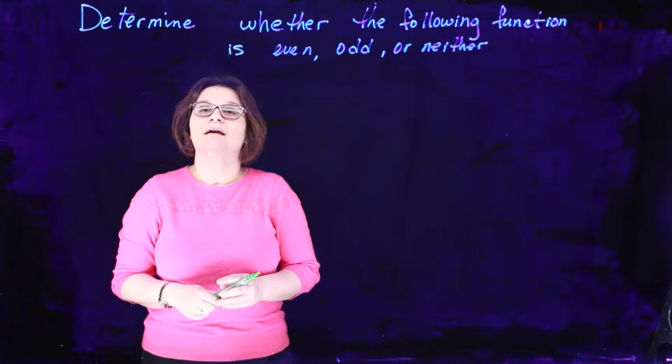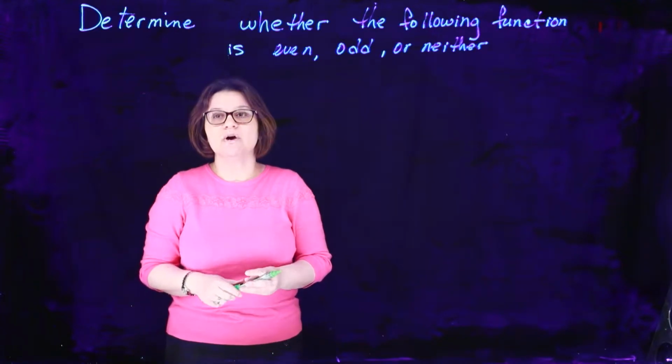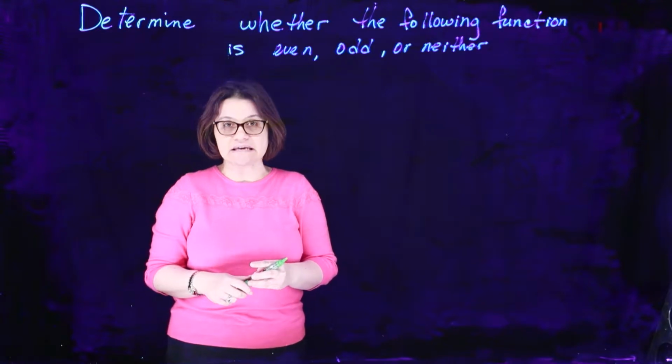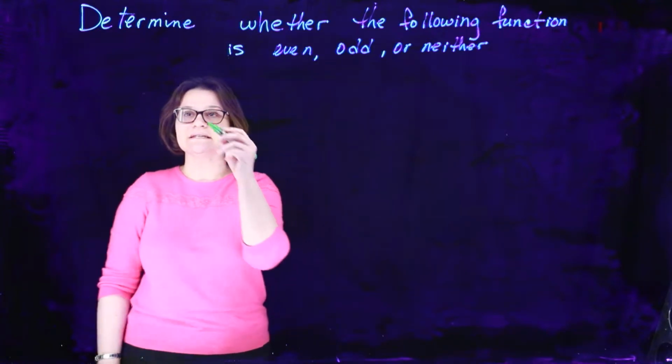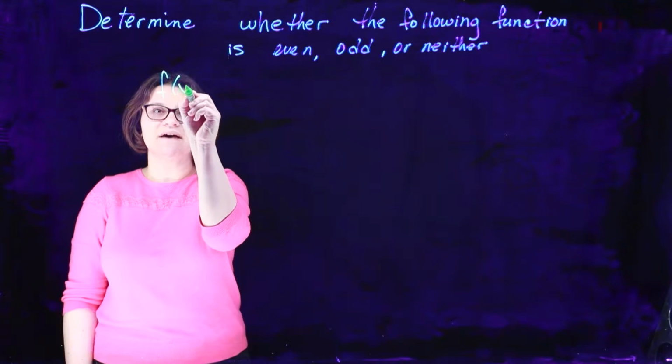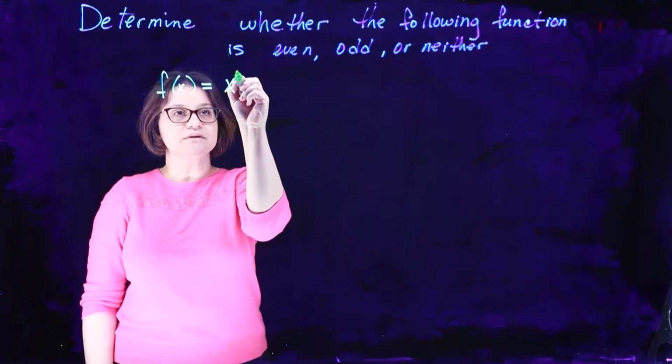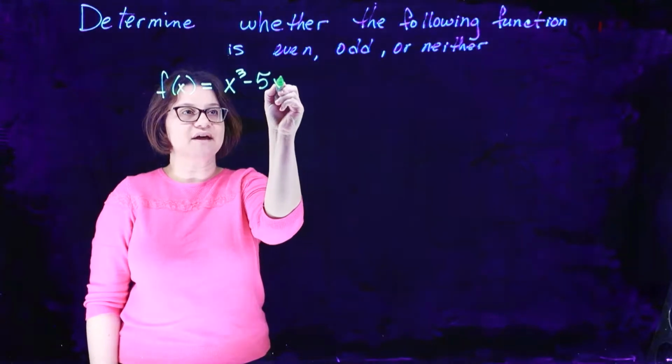Go ahead. Hello everyone. In this video, we will determine whether the following function is even, odd, or neither. The function that you and I are going to consider together looks like this: f of x equals x cubed minus 5x.